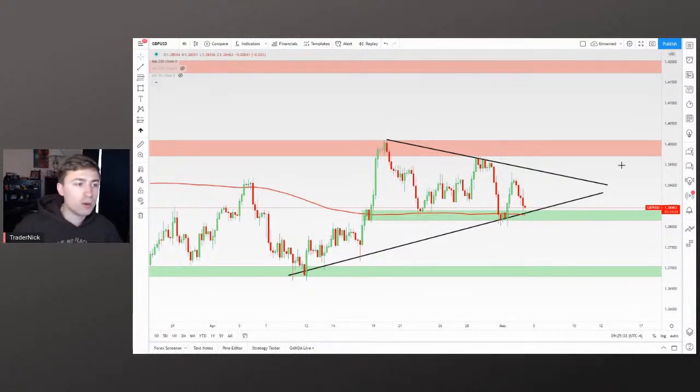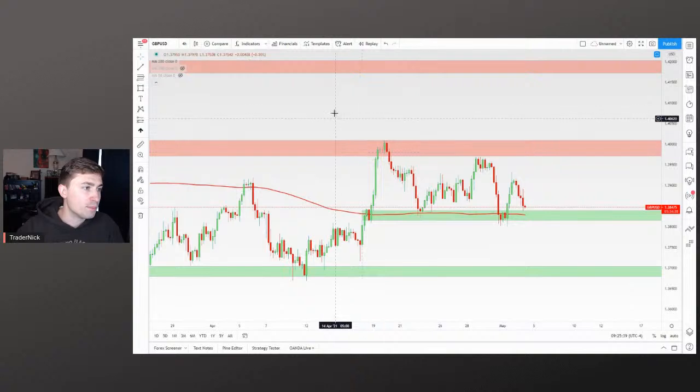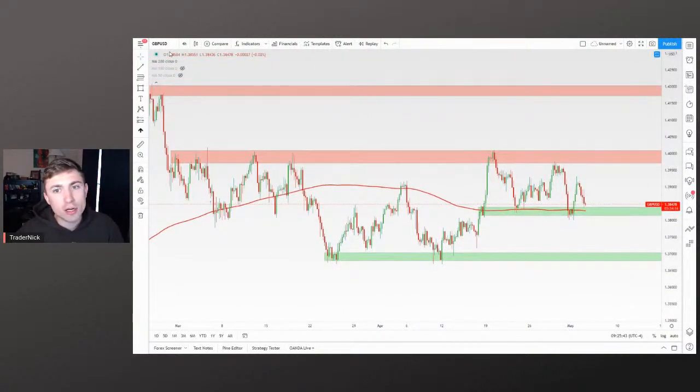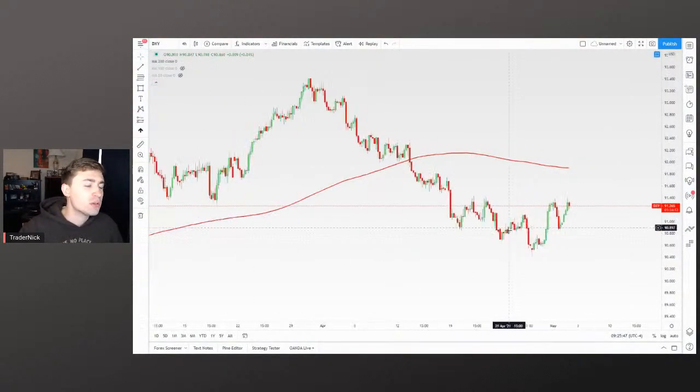All right, so that's pound dollar. Let's look at something else. We'll move on from this one and see what else we can get into. So the pound has big news. The dollar also has big news. So let me just look at the DXY with you guys here. So we do see the DXY.